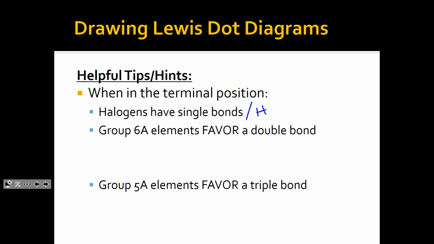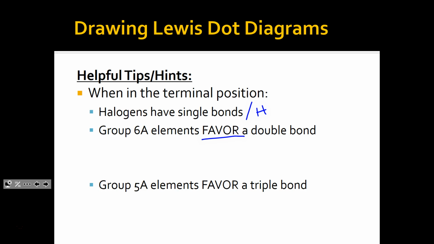Group 6A elements, for example, oxygen, sulfur, etc., if they are in the terminal position, they're going to favor a double bond. Now the key word there is favor. That does not mean they will have a double bond, but you're going to find later on that they like to have a double bond. And we'll talk about why later.